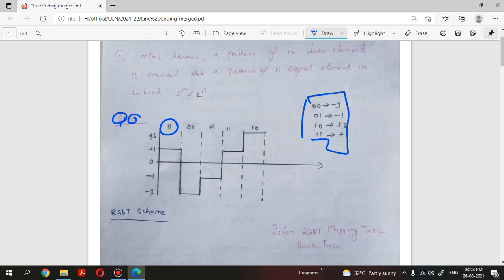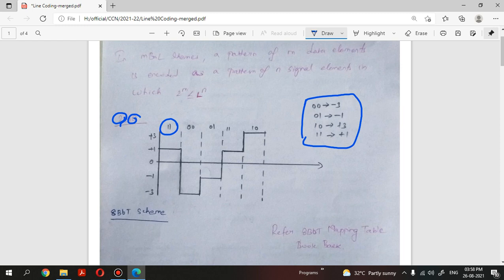They have also given a table. In this table they have given all four possibilities: 00, 01, 10, 11. For 00 I need to give -3 voltage. Here five voltage levels are maintained: -3, -1, 0, +3, +1. So for 00 I give -3, for 01 I give -1, for 10 I give +3, and for 11 I give +1.